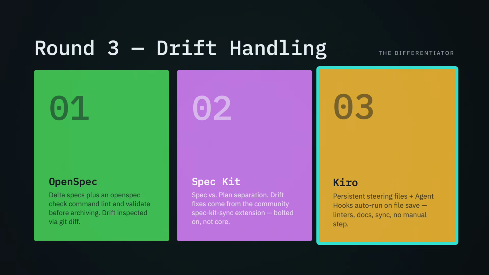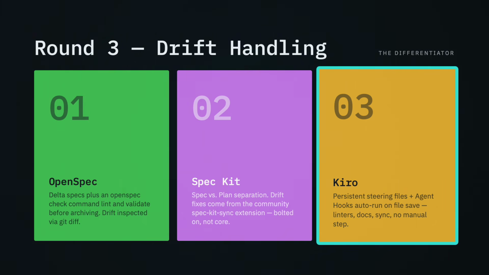Drift is something you inspect directly with a Git diff. GitHub Spec Kit separates the spec, the product requirement, from the plan, the technical detail, and leans on a community-maintained extension called Spec Kit Sync to scan for mismatches and propose fixes. It's not built into the core toolkit, it's bolted on.